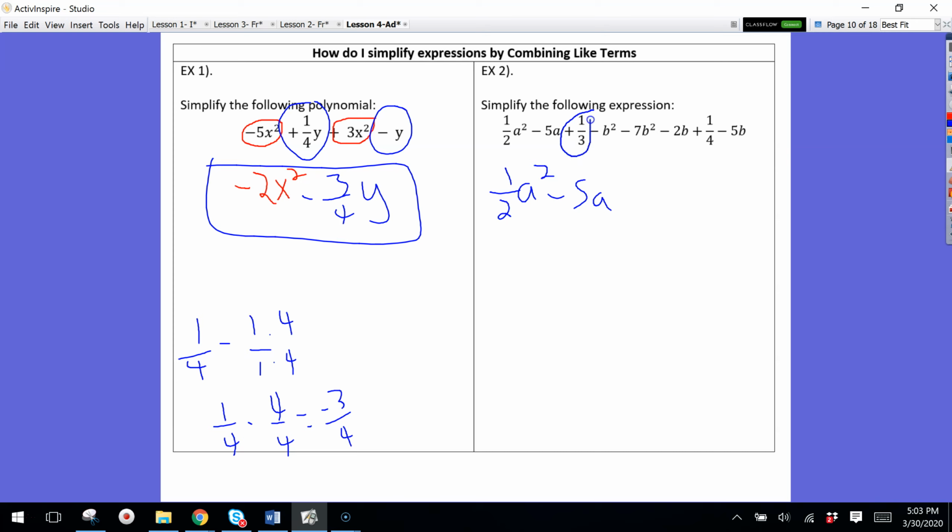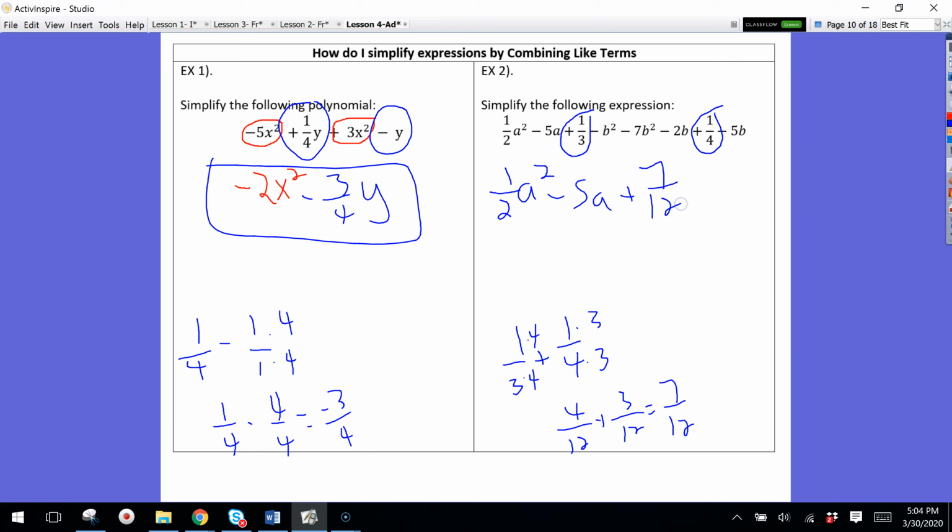So I have a positive 1/4. We need to combine it with a positive 1/4. So this is our fraction work that we've been working on. We can do that off to the side. 1/3 plus 1/4. We need a common denominator, so the least common denominator I can get here is 12. So I'm going to multiply this by 4/4. And I'm going to multiply this by 3/3. And so you're going to get 4/12 plus 3/12, which is 7/12. So my constant right here is a positive 7/12.